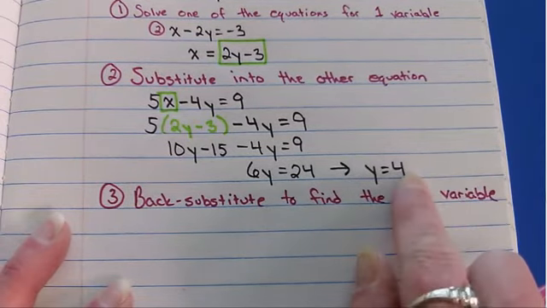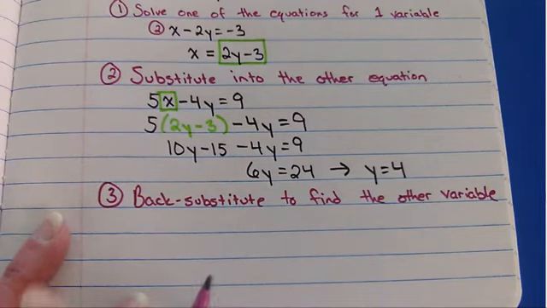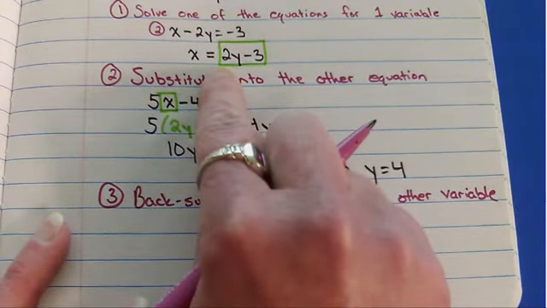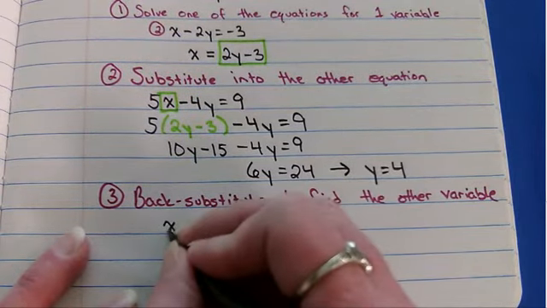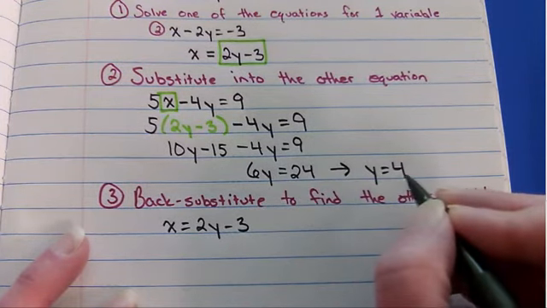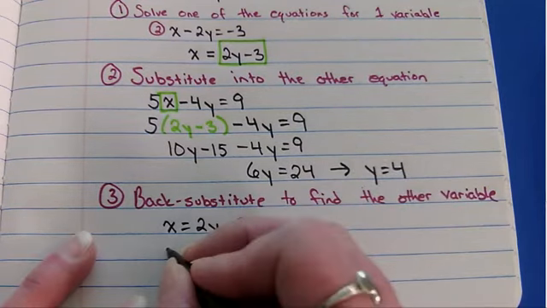So I'm going to take that answer and plug it back in basically to either equation, but I'll give you a hint, in substitution this equation is always easier. I can take x equals 2y minus 3, and now that I know what y is, I can plug 4 in for y.